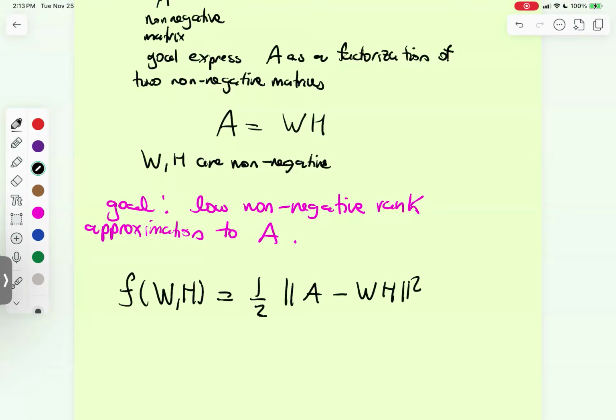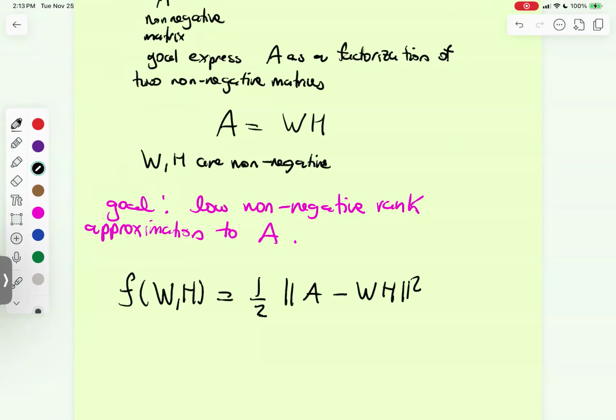So you're trying to find the minimum of these functions, right? But the difference with the regular case is that you're trying to minimize this function subject to constraints, because it's subject to the fact that the entries of both W and H should be non-negative. So these are great excuses to talk about optimization with constraints.